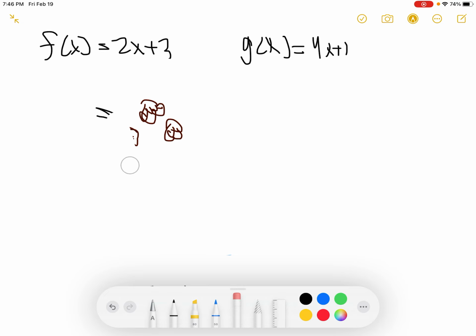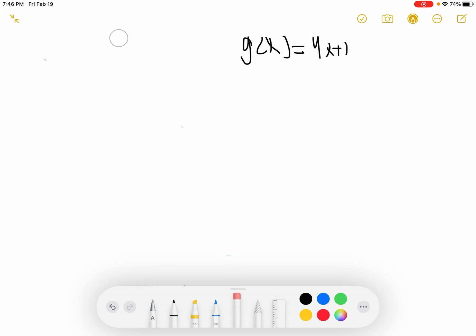And that would wrap up our order of operations for functions. And I'll see you in the next video, lesson 8, on the inverses of functions.